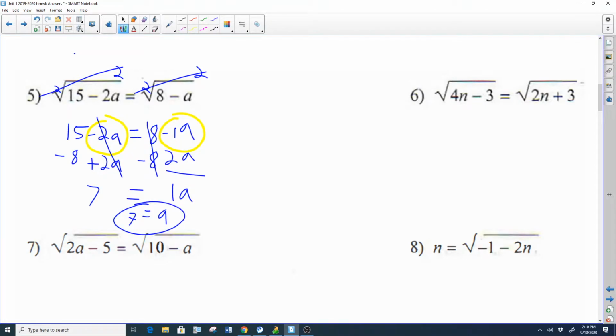So then we'll plug that back in just to make sure it works. I'm going to erase that work I did there just so I could plug it in, make it easy on myself, since I like to use an eraser. So now I'm going to plug a 7 in for a there, and plug a 7 in there. So then 7 times 2 is 14, and 15 minus 14 is 1. So I get radical 1 is equal to 8 minus 7. 8 minus 7 is 1. So then we get 1 equals 1. It works, because the square root of 1 is 1. So that's the answer, a equals 7.